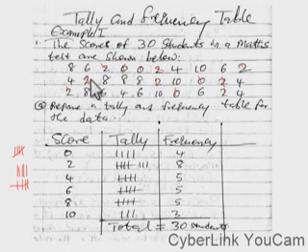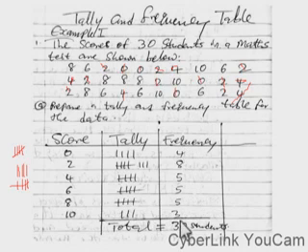How many 4's? 1, 2, 3, 4, and 5. So we have 5 4's. 1, 2, 3, 4, 5. That's this. Then 6 we have 5 at the same time. Then 8 we also have what? 5. Then 10 we have 1, 2, 3. So we have 3 there.